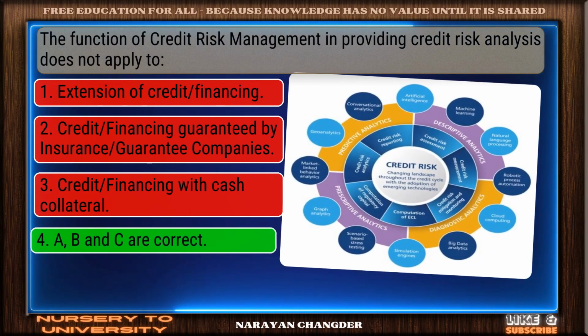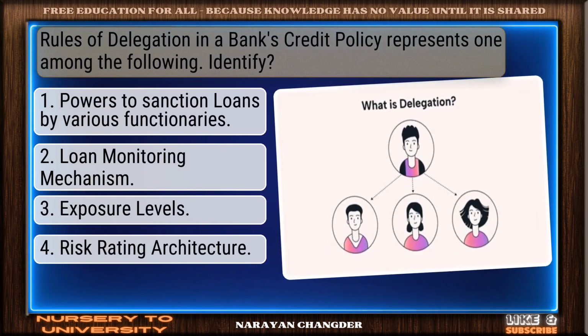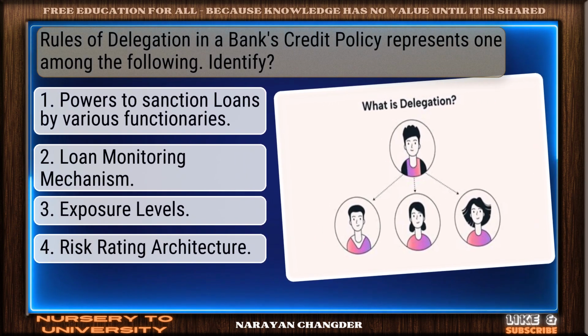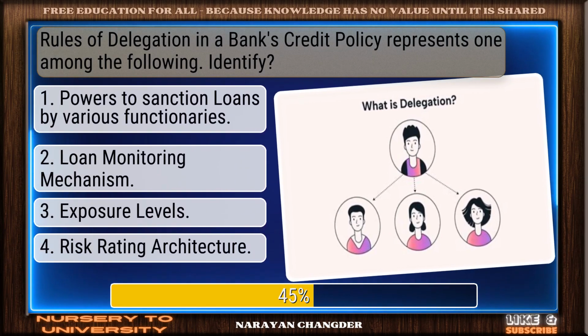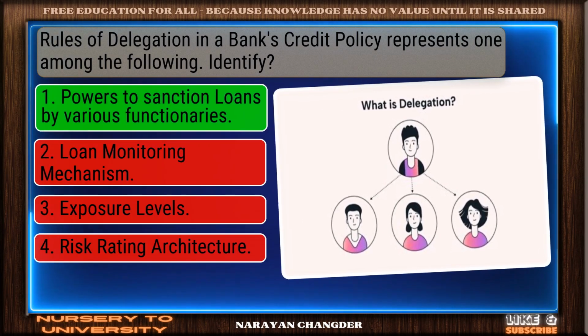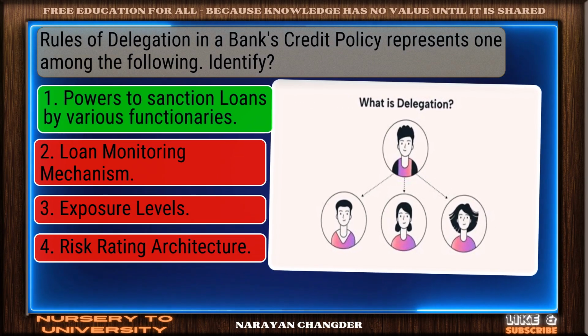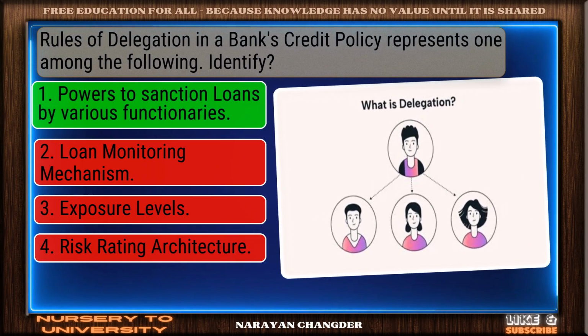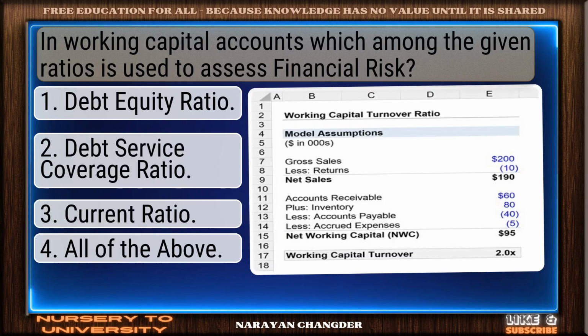Works well here. Rules of delegation in a bank's credit policy represents one among the following. Identify. Great job. Powers to sanction loans by various functionaries is the accurate answer.